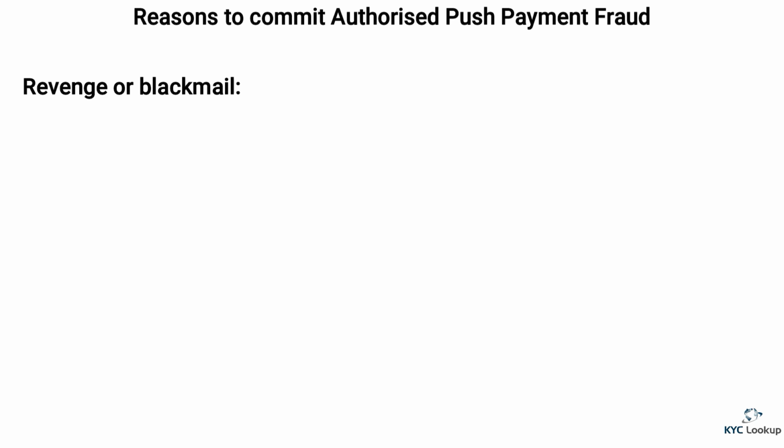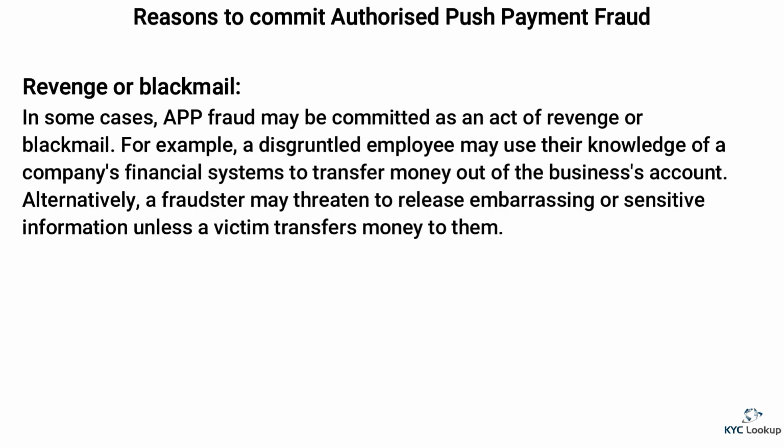Revenge or blackmail. In some cases, APP fraud may be committed as an act of revenge or blackmail. For example, a disgruntled employee may use their knowledge of a company's financial systems to transfer money out of the business account. Alternatively, a fraudster may threaten to release embarrassing or sensitive information unless a victim transfers money to them.